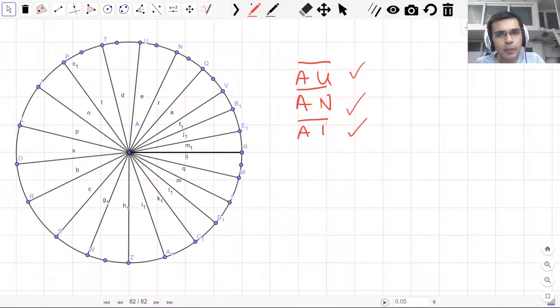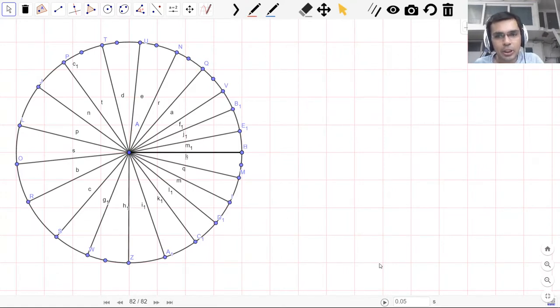So this is what we actually call a radius. A radius is a segment that connects the center point of the circle to any point of the circle. So I hope that's pretty clear to start with. I'll leave you with a little animation of what we did.